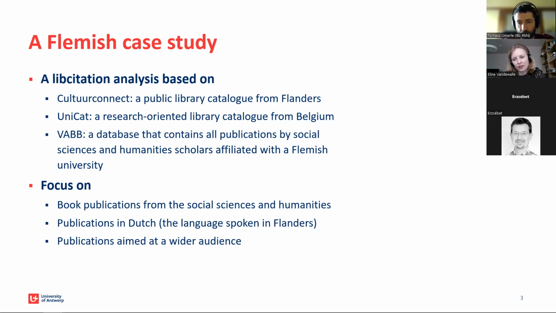So because of the nature of this data, we are focusing on social sciences and humanities, but also on publications in Dutch, because Dutch is the language spoken in Flanders. And also the reason why we are looking at public libraries is because we are also interested in this engagement of social science and humanities scholars with publications that are aimed at not primarily a scholarly audience, so also students, a wider audience, lay people, etc.